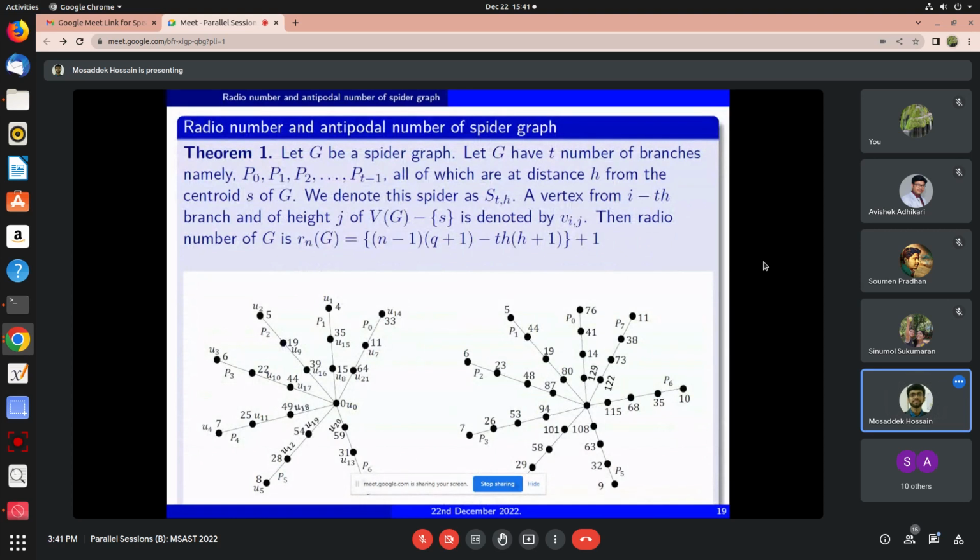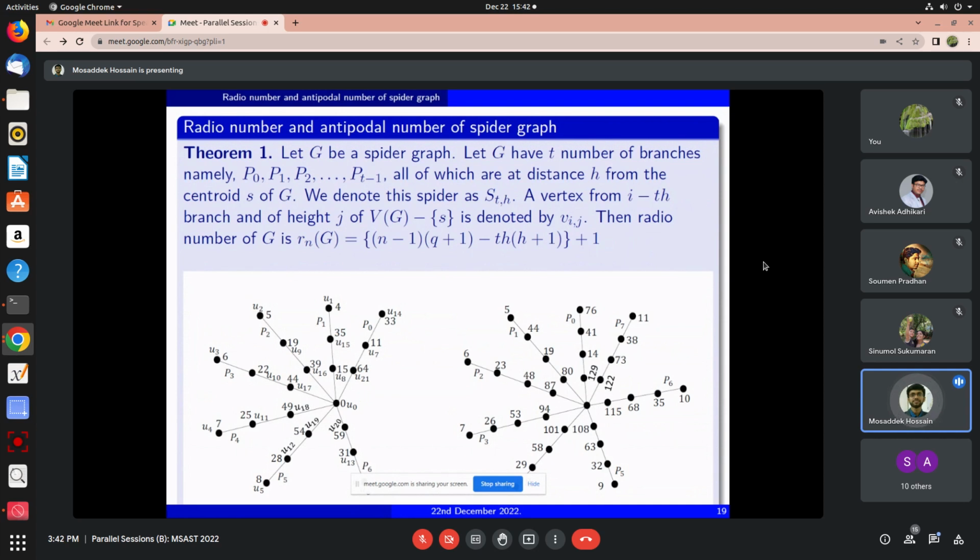Theorem 1. Let G be a spider graph and let G have T number of branches, namely P0, P1 up to Pt minus 1, all of which are at distance h from the centroid S of G. We denote this spider STH, and from a vertex of the ith branch of height j denoted by Vij, the radio number of G, RN(G), is equal to (n minus 1) into (q plus 1) minus Th into (H plus 1) plus 1. Here n is the number of vertices, q is the diameter, T is the number of branches and H is the height of a branch.